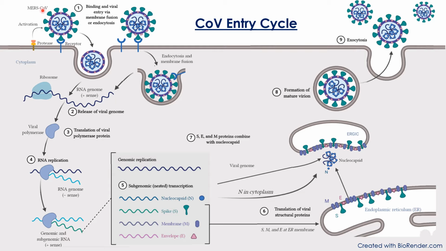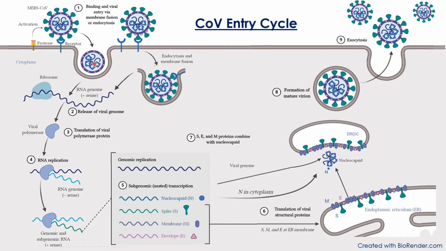The spike protein of the virion first interacts with the host cell receptor, and the spike protein is then activated by host cell proteases, for example TMPRSS2. Once it has interacted with the receptor, the virus can enter either through membrane fusion or through endocytosis. So these are the two basic pathways through which the virus can enter.